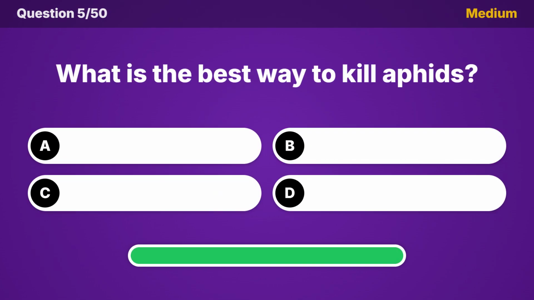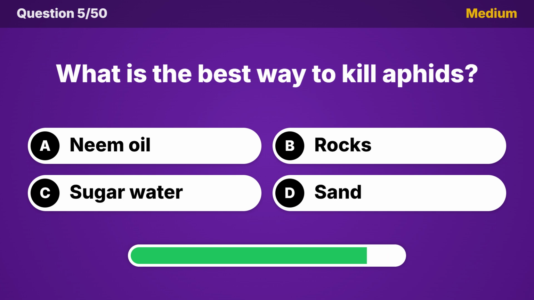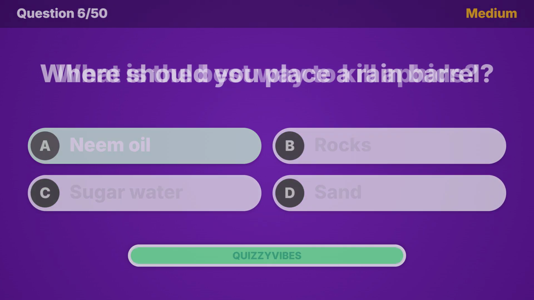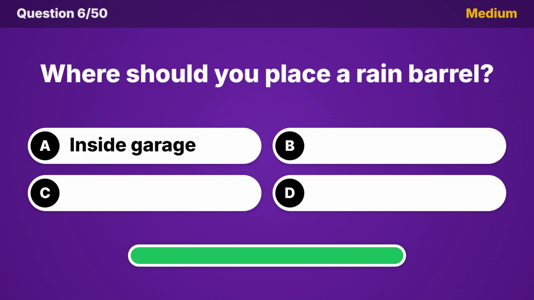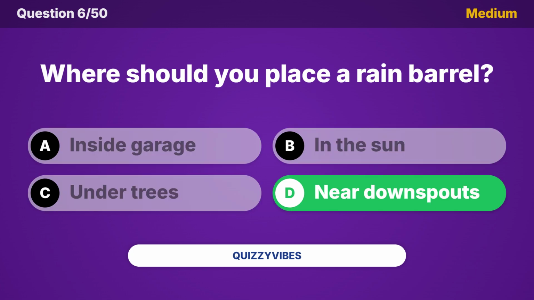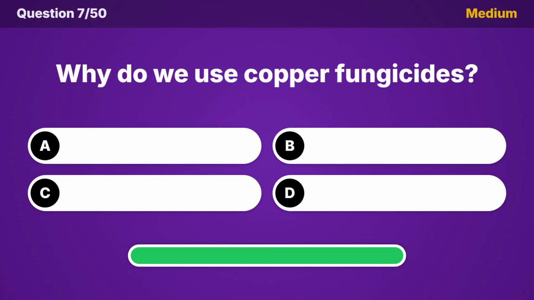What is the best way to kill aphids? Time's up. It's neem oil. Where should you place a rain barrel? Answer, near downspouts. Why do we use copper fungicides?